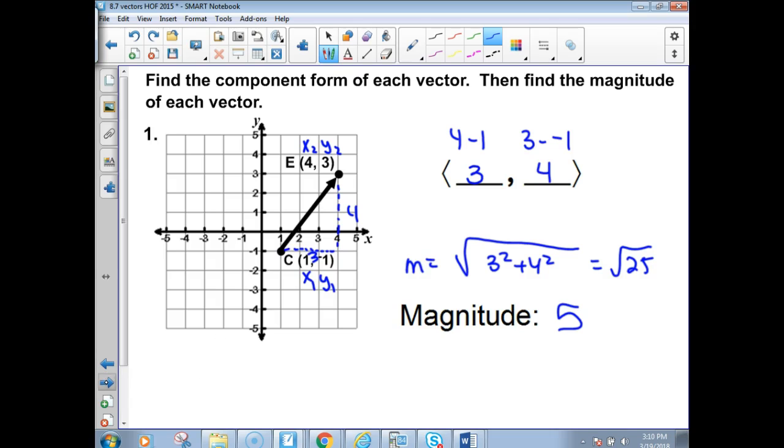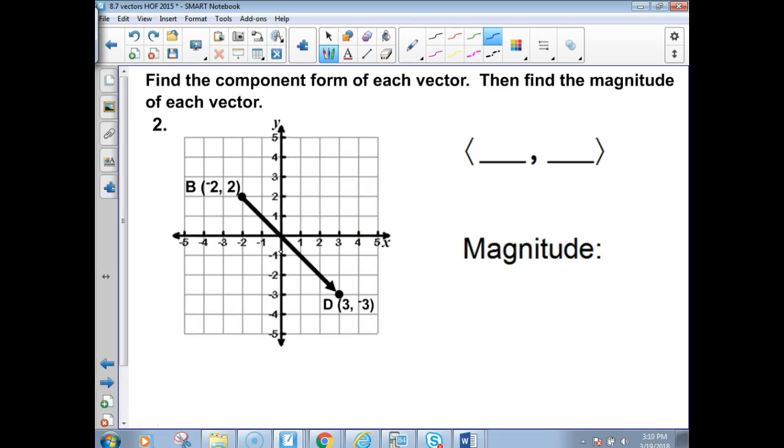Okay, number 2. You've got your start point where B is. So this time, your x1, y1 is up here on the left, and your x2, y2 is down here on the right. You can count as well. If I subtract the x's, I would do 3 minus negative 2, which is positive 5. If I subtract the y's, negative 3 minus 2 is negative 5, which is the same as counting down 1, 2, 3, 4, 5.